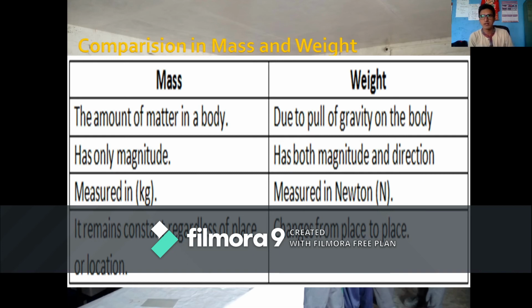Mass is a scalar quantity, that's why it has only magnitude. Weight has both magnitude and direction, so it is called a vector quantity. Mass is measured in kilogram, weight is measured in Newton. Its SI unit is Newton. Mass is measured by beam balance, and weight by spring balance. Mass remains constant everywhere, and weight does not remain constant. It is variable. It changes from place to place.